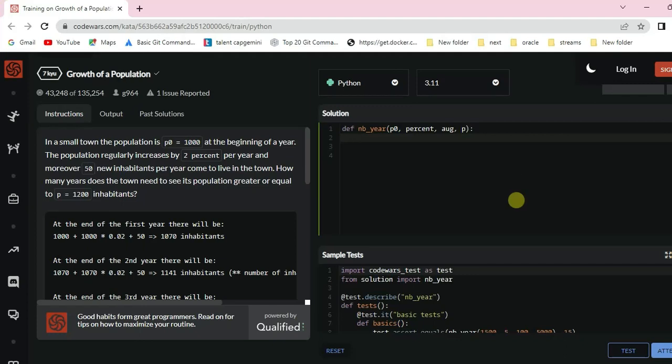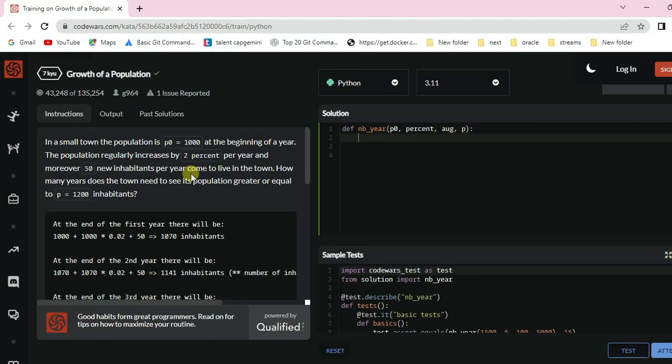My name is Sri. I would like to solve one Python question, and the name of the question is growth of a population. And the problem statement is, in a small town the population is P naught equal to 1000 at the beginning of the year. The population regularly increases by 2% per year, and moreover 50 new inhabitants per year come to live in the town.